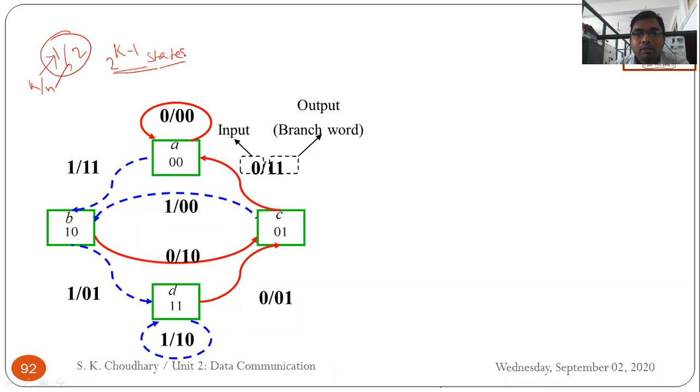That means there are a total of 4 states. This is the first state A, then the second state B, the third state is C, and the last one is D. So how these transitions occur in these 4 states, you can understand with the help of the structure of our convolutional encoder.